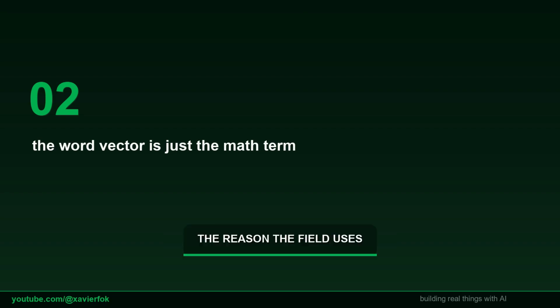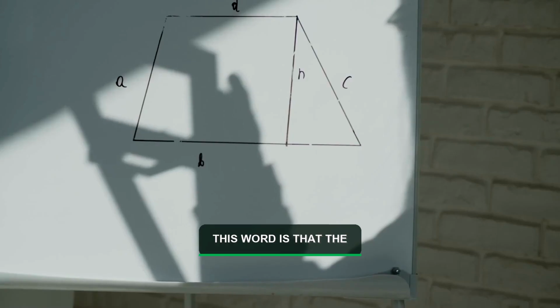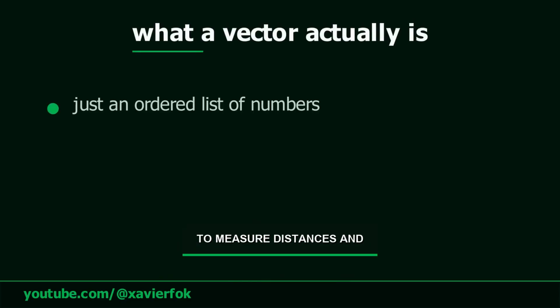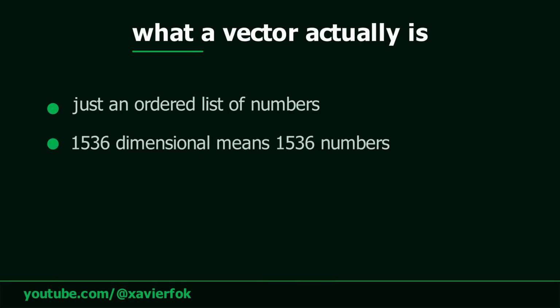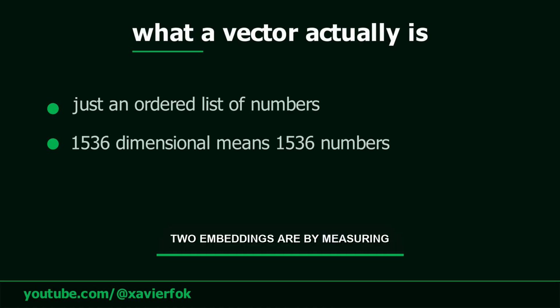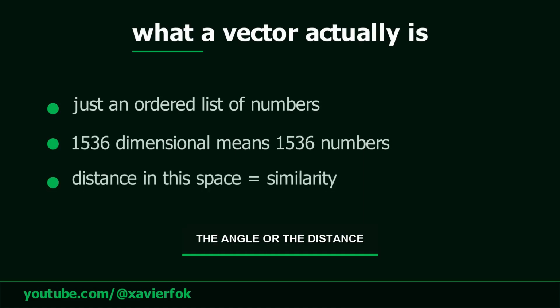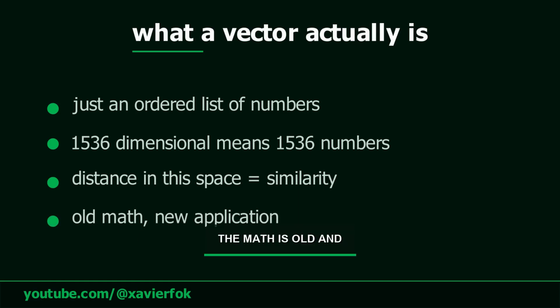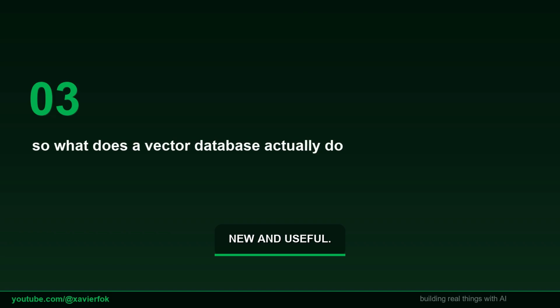The reason the field uses this word is that the same math used in geometry to measure distances and angles between arrows in space works perfectly well on these lists. You can calculate how similar two embeddings are by measuring the angle or the distance between them as if they were arrows pointing in different directions in space. The math is old and well understood. The application to text meaning is what is new and useful.